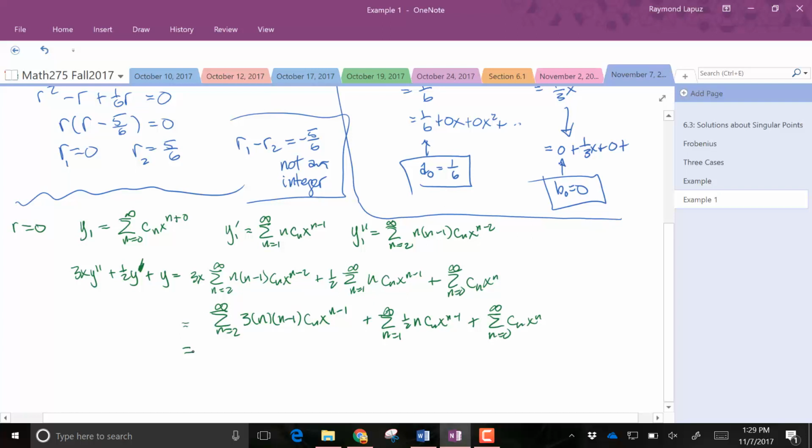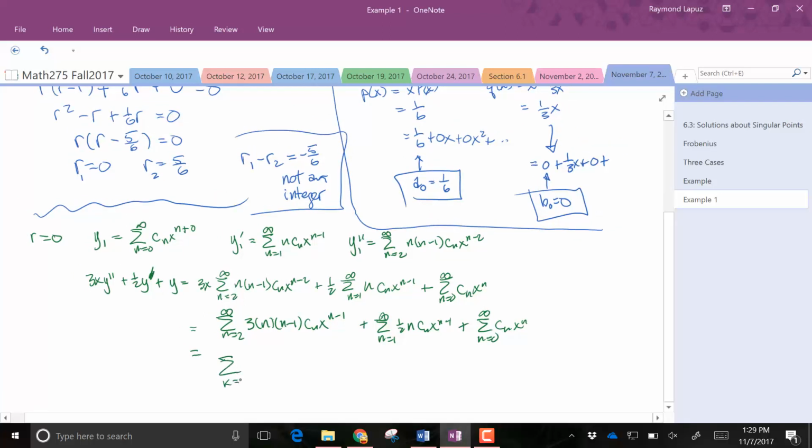Now let's shift the series to make it look like x to the n. So we add 1 to this first series, we subtract 1 from the index. And I don't know if you guys want to change the indices from n to k. Let's change it to k.